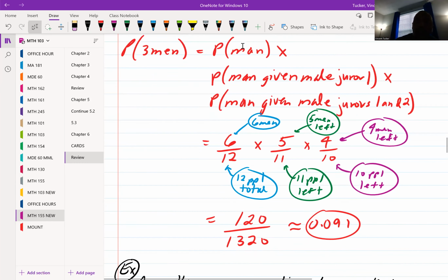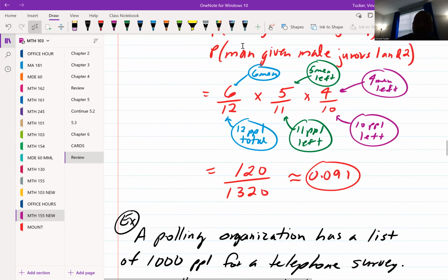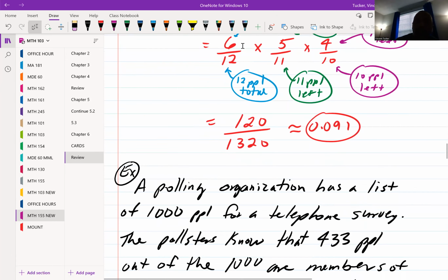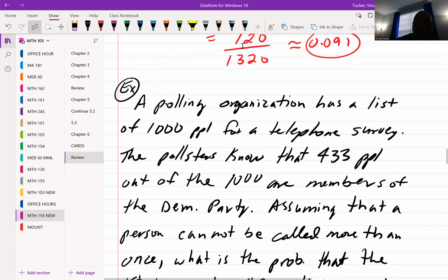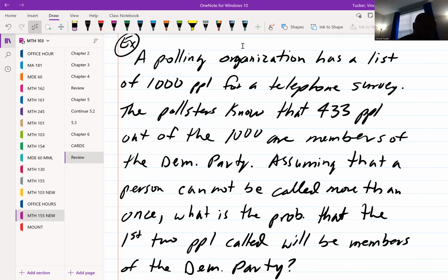All right, can I scroll up? All right, a polling organization has a list of 1,000 people for a telephone survey. The pollsters know that 433 people out of the 1,000 are members of the Democratic Party, assuming that a person cannot be called more than once. What is the probability that the first two people called will be members of the Democratic Party?